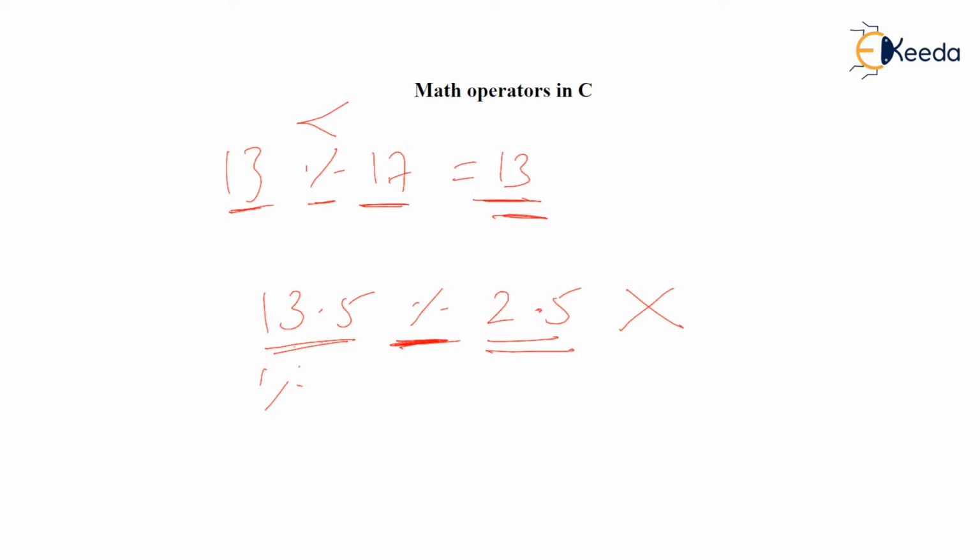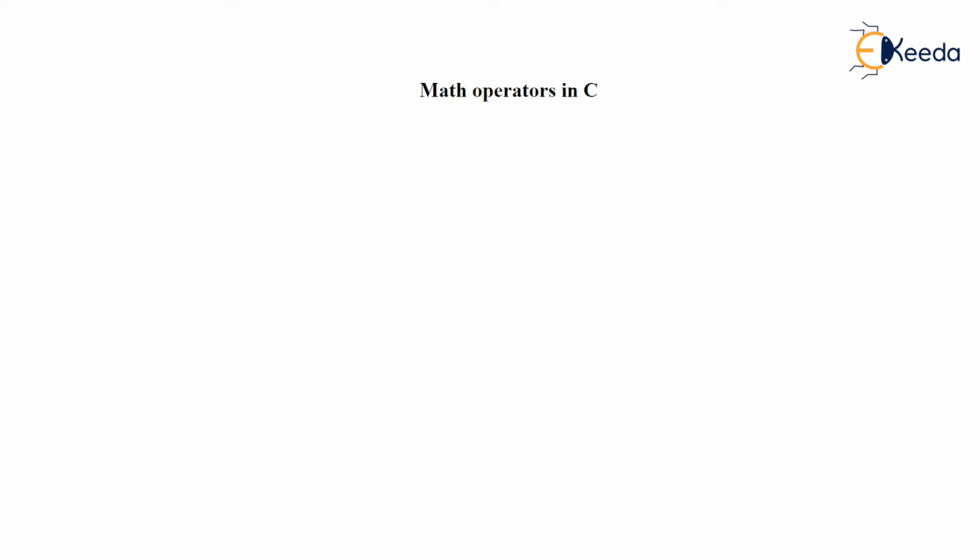So basically, the percent operator can be used only with integers. Just remember this. Now, once we have seen these five basic operators, plus, minus, star, slash, and percent, let's understand the precedence of these operators.